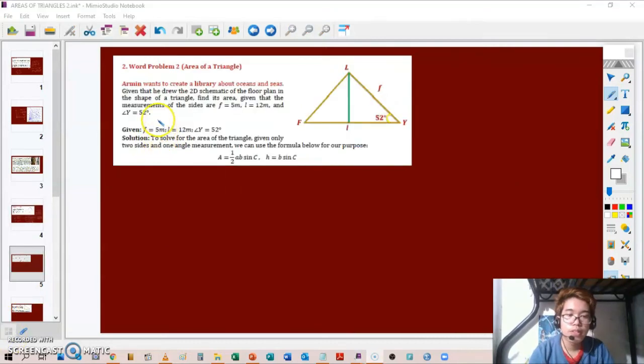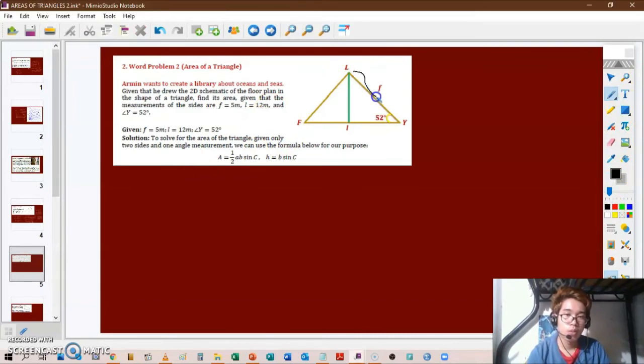For our second problem, Armin wants to create a library about oceans and seas. Given that he drew a 2D schematic of the floor plan for the library in the shape of a triangle, find its area given the measurements of the sides. Side F is this one.